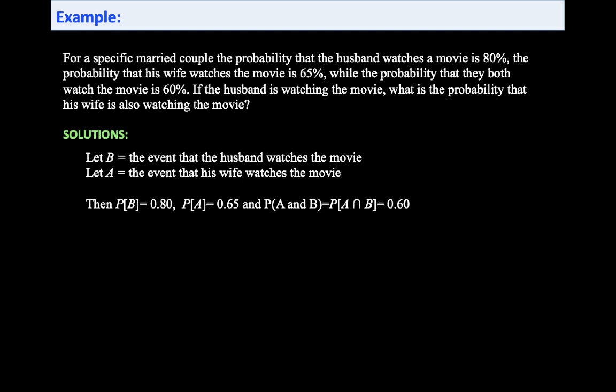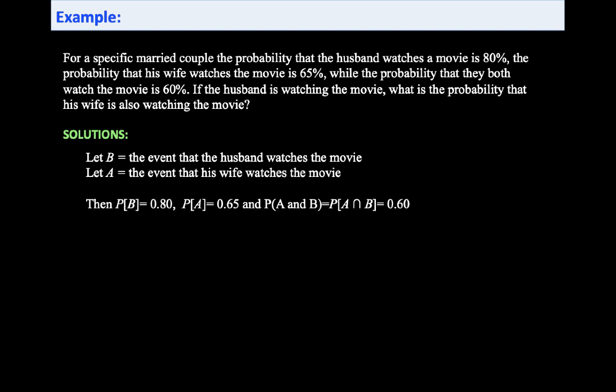Then what is the probability of B? You see, it is 80%, therefore 0.8. And the probability of A is 65%, therefore 0.65. Then both watching the movie means the probability of A and B. It is probability of A and B equal to 0.6. Then what is the question they are asking?